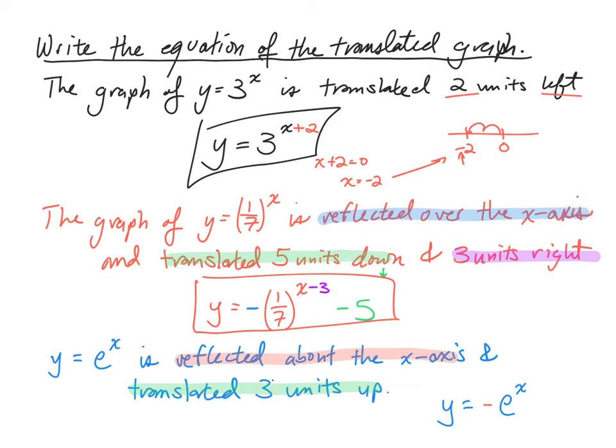All right, lastly, translated up 3 units. Up is a vertical movement, and that means this is a y movement. This will not be grouped up with x, so we can say +3. There we go.